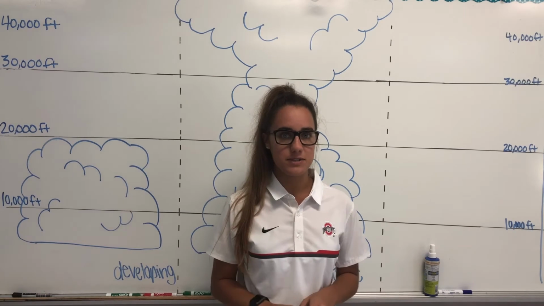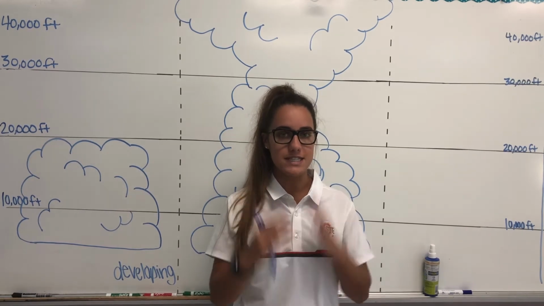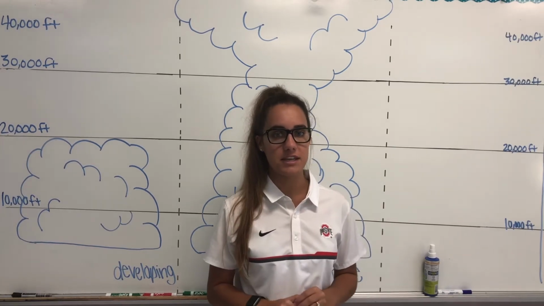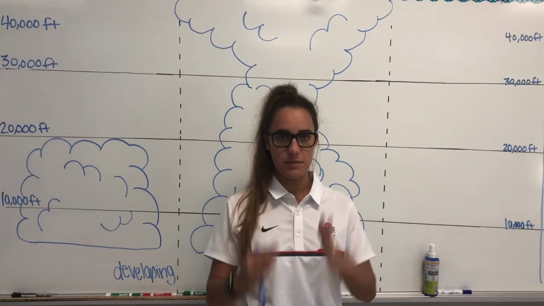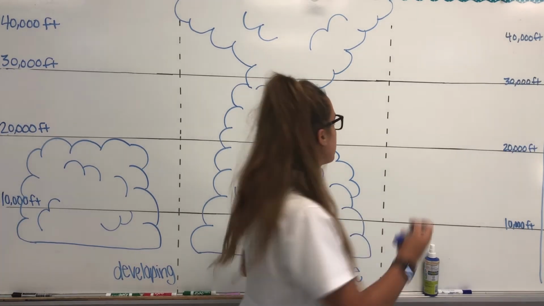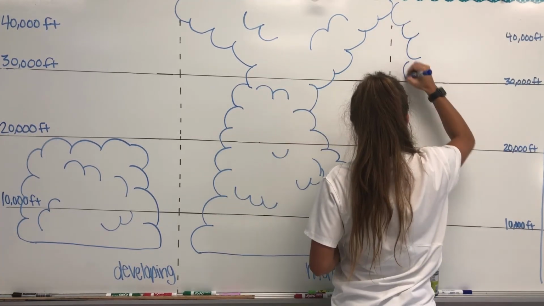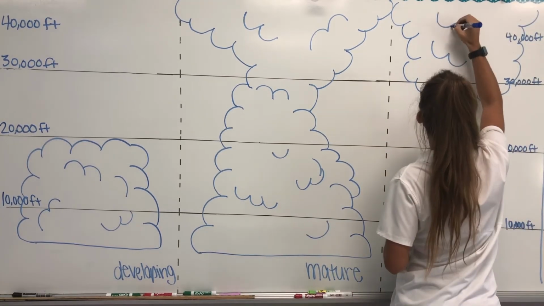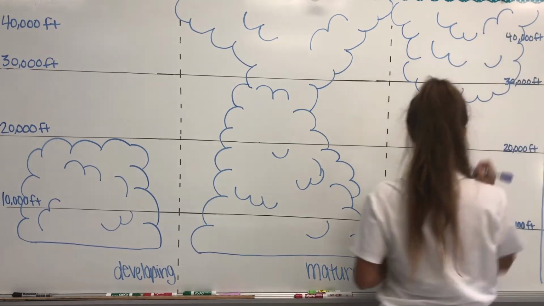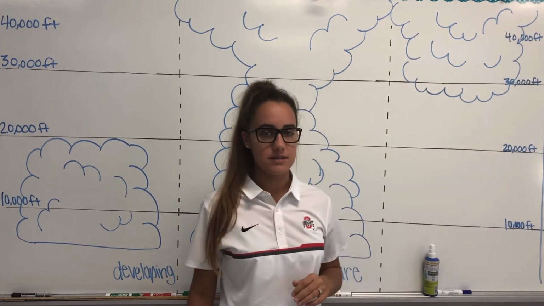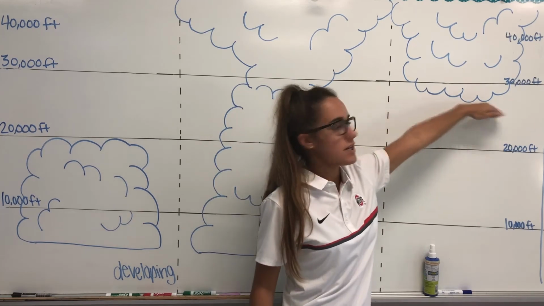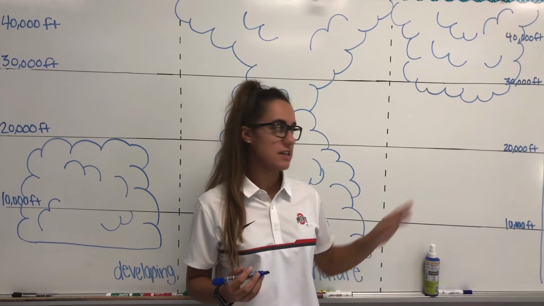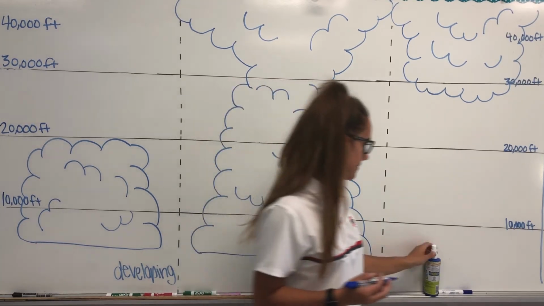The next stage is going to be the dissipating stage, which is when we have those downdrafts of that cold air that has gone so high up in altitude that it began to cool itself off and begins to sink back down to the earth. This starts above the 40,000 feet mark and reaches just below the 30,000 feet. You can go ahead and label this stage as dissipating.